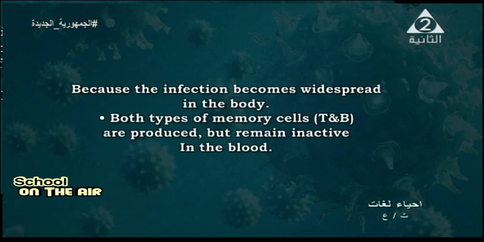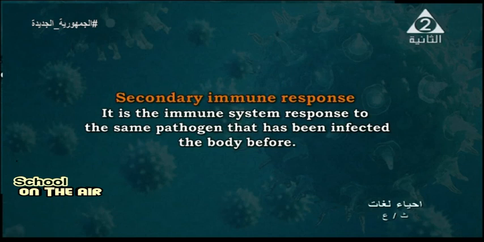Okay, what happens if this infection does not penetrate the body? This occurs because the infection becomes widespread. Widespread means that the viruses or the bacteria spread inside the human body in a large amount. Both types of memory cells, T and B, are produced but remain inactive in the blood. What is the secondary immune response?